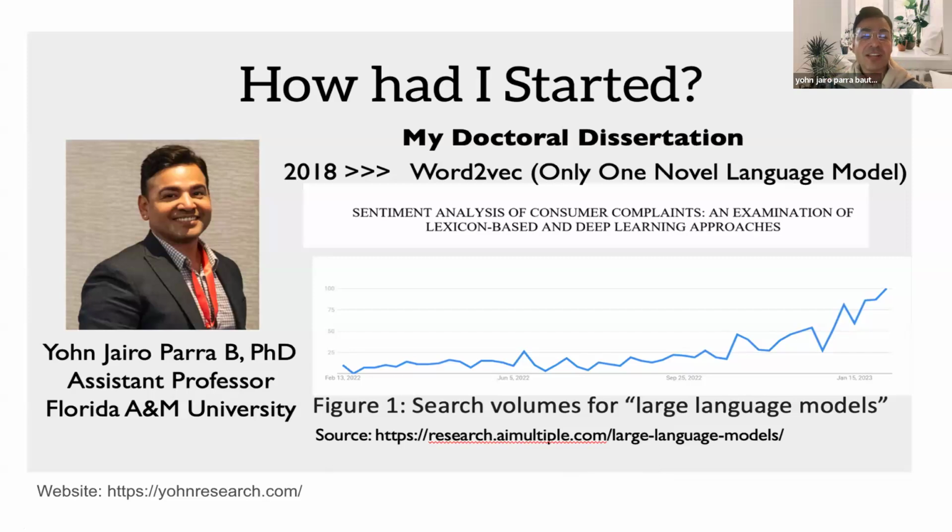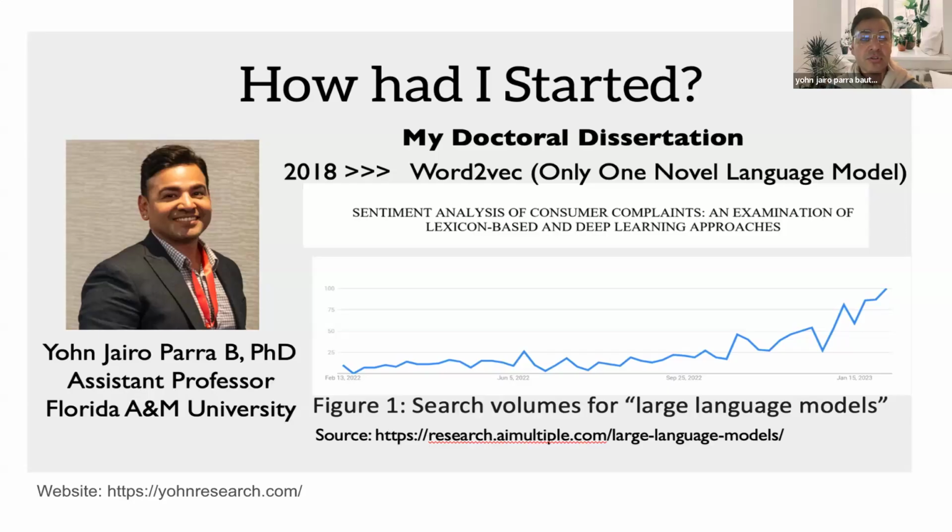My name is Jairo Parra Bautista, an assistant professor in the Computer Information Science Department. And here I have how I started working in this field. In 2018, I got done with my dissertation about sentiment analysis of consumer complaints and examination of lexicon-based and deep learning approaches. At that time, the only novel large language model was Word2Vec. Since then, there has been an increased boost of technology, and there are over 100 large language models today, which is significant and also important in the field where I am. It also came to my attention how important it is for me to keep learning.